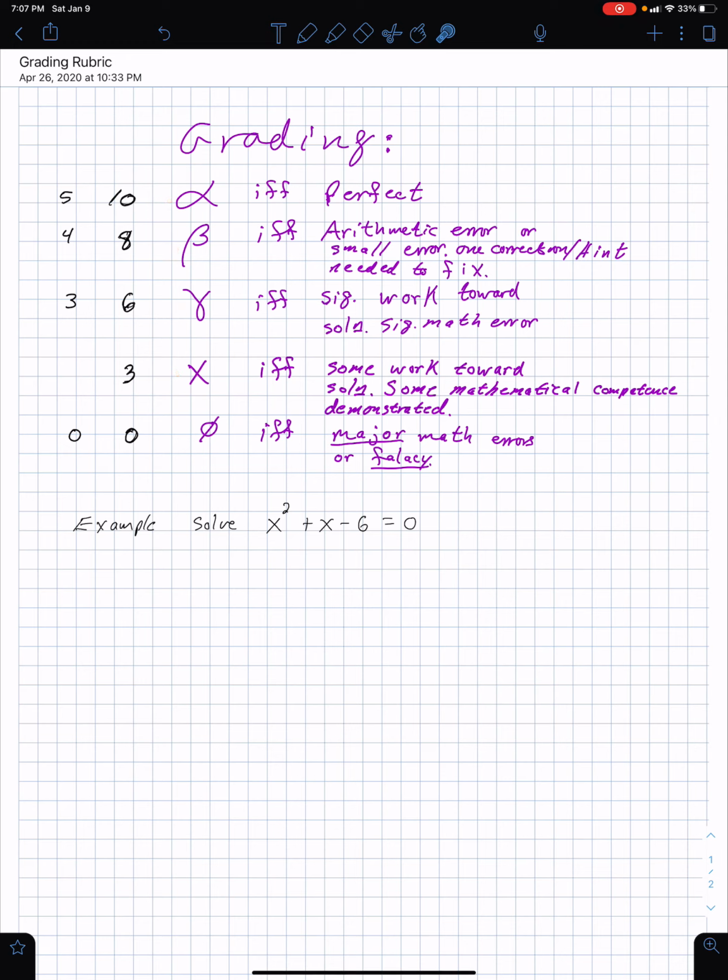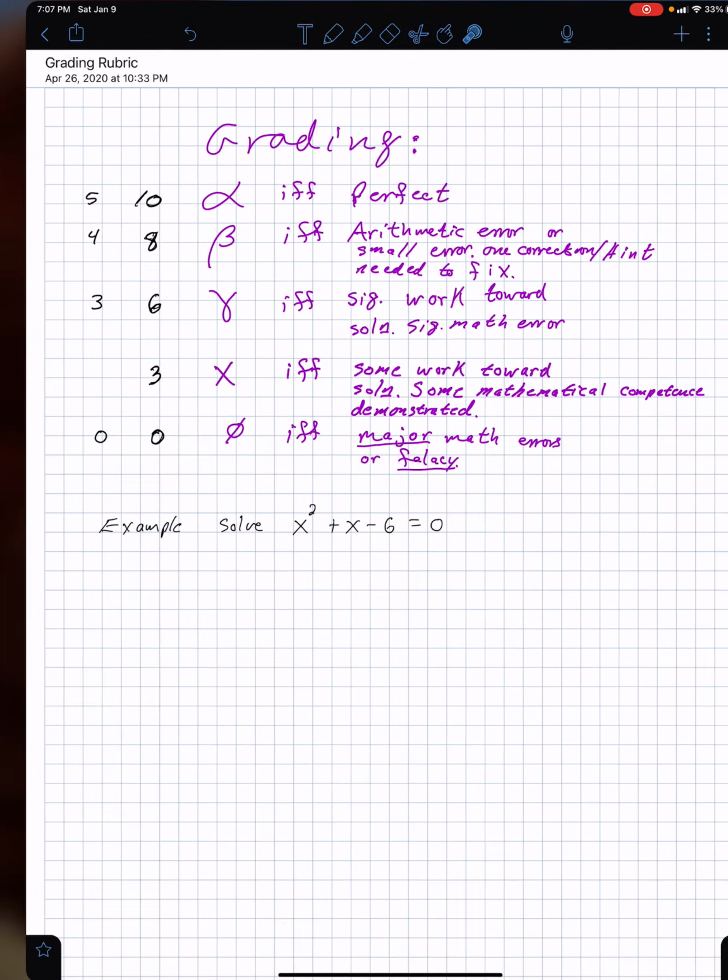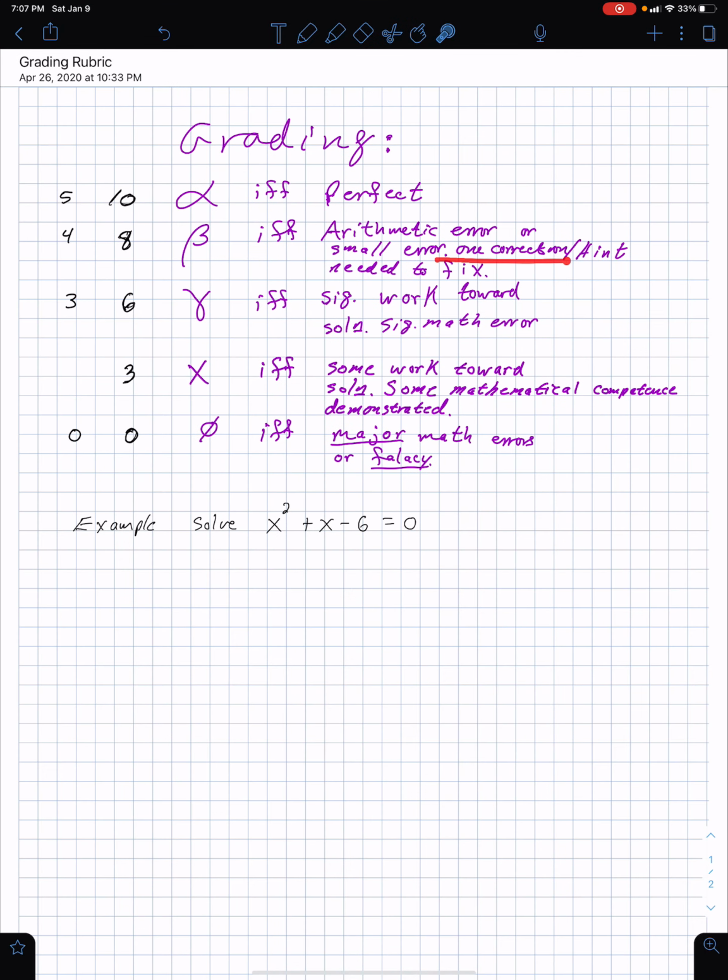So I use the symbol alpha if something's perfect, beta if there's a small arithmetic error or one small correction or hint needed to fix it, which would make it perfect. And then gamma is basically that in between, where there's significant work towards a solution, but there's also a significant math error in it. It could be conceptual or it could be just stopping or something like that. And I'll try to show you a couple examples.